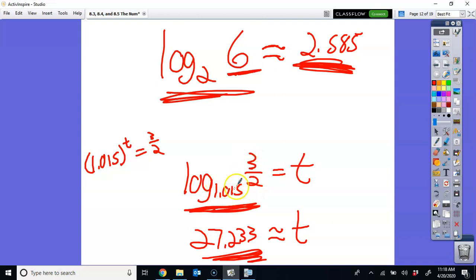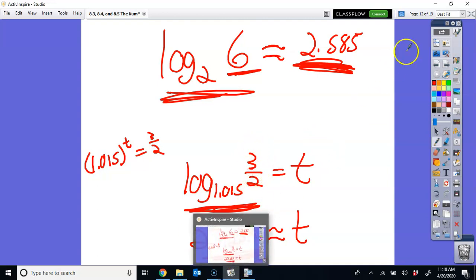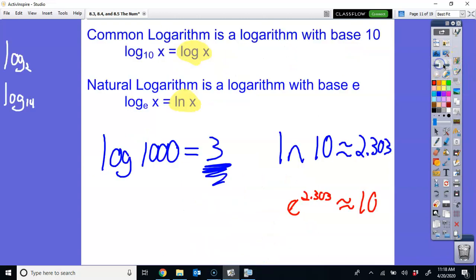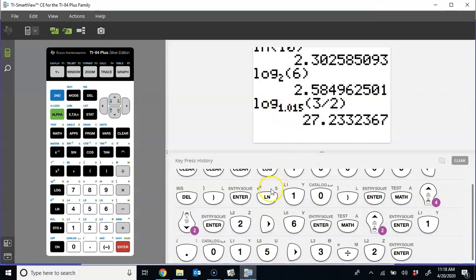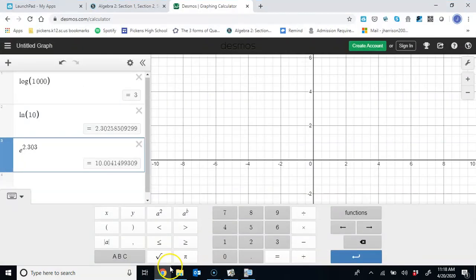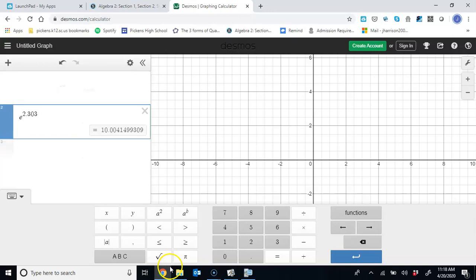So 1.015 raised to the t equals 3/2. So this is the time. That is where the calculator is really awesome. You can use those logarithms if you have the bases there, or you can use the logarithm that's the base on the calculator. On Desmos, I believe they also have one of those.